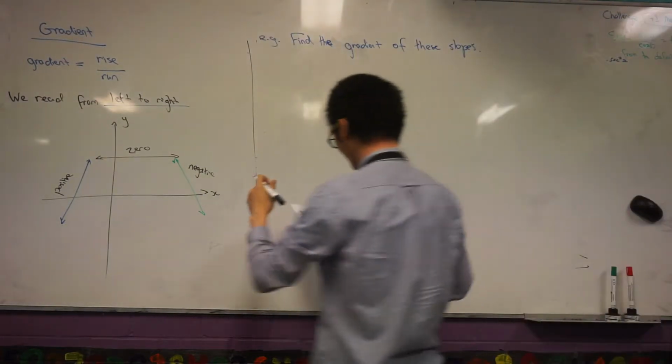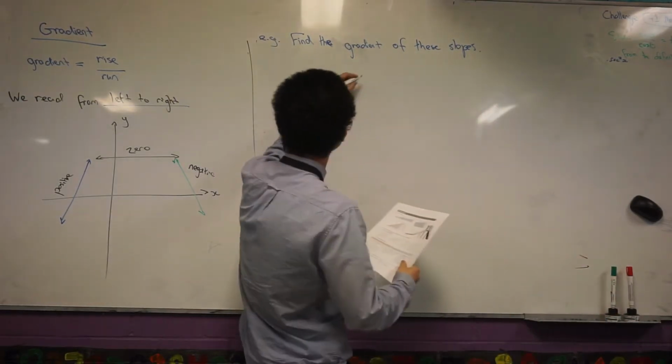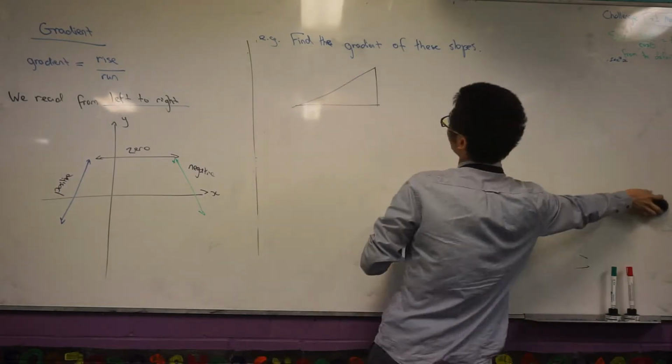So, find the gradient of these slopes. And it doesn't matter if we're not in a Cartesian plane, I can still find the gradient of any slope. And here's a few examples.